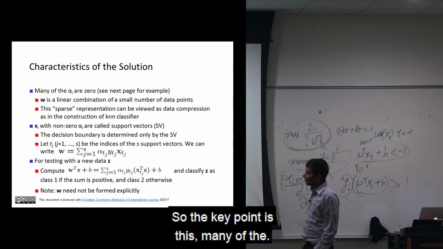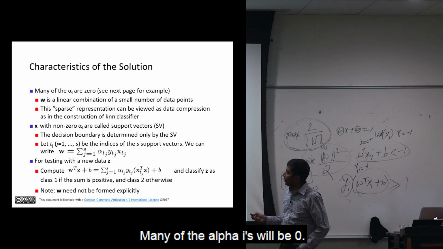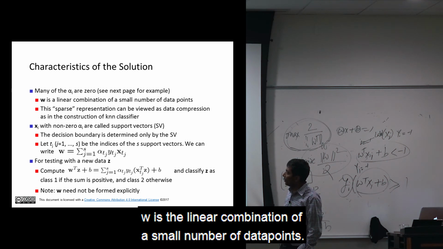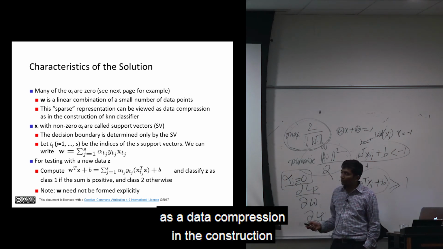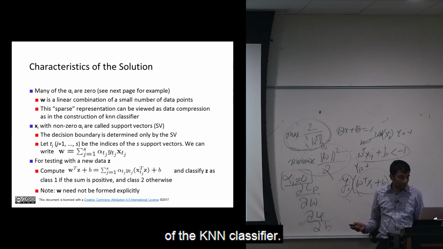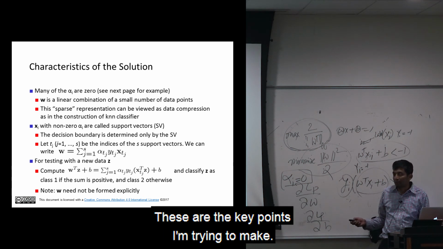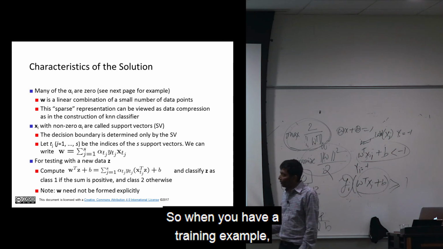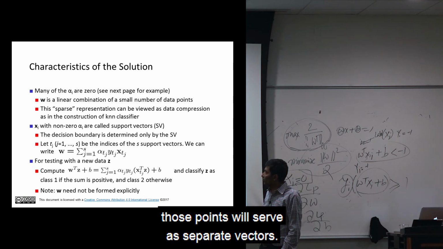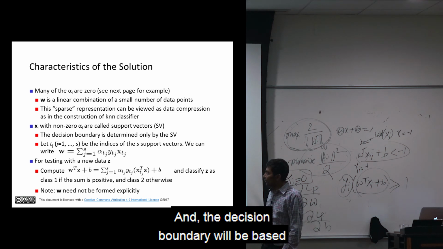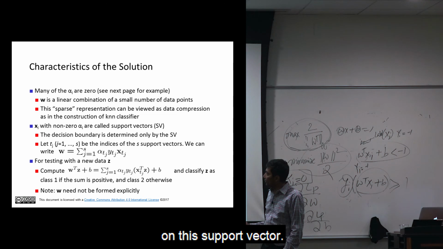So the key point is this: many of the alpha i's will be 0. W is a linear combination of a small number of data points. This sparse representation can be viewed as a data compression in the construction of the classifier. Xi with non-zero alpha i will be known as support vectors. This is the key point I'm trying to make. When a training example has non-zero alpha i, it will serve as a support vector, and the decision boundary will be determined based on these support vectors.